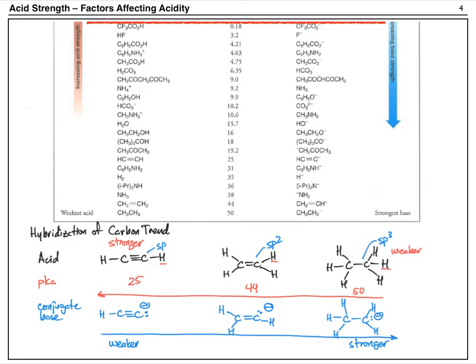So let's just write those numbers down so we can see that trend. So we'll say percent s character is 50%, 33%, and then 25%. So again, the higher the s character in the hybrid orbital, the greater stabilization of the negative charge of the resulting conjugate base. And that's due to the s orbital being a sphere that's closer to the nucleus.